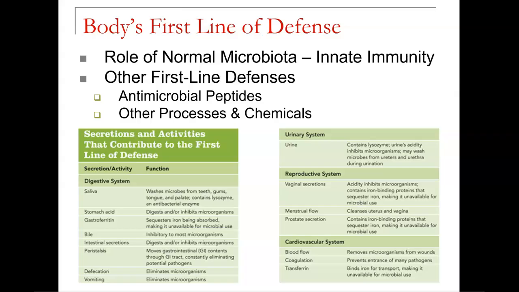Some other chemicals and processes: many organs secrete chemicals with antimicrobial properties, such as stomach acid, which prevents the growth of potential pathogens, and saliva, which helps to wash away microbes from the teeth and also contains lysozymes. If you look at this chart below, you can see the different organs or areas within the body, their function, and how they're able to fight these different microbes.